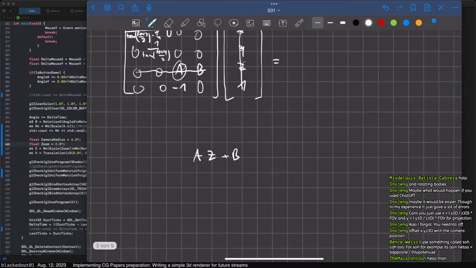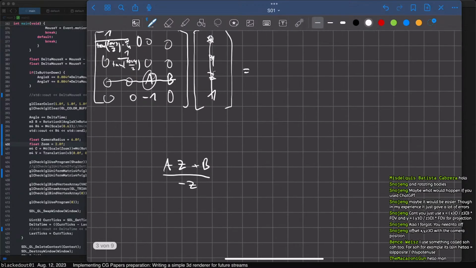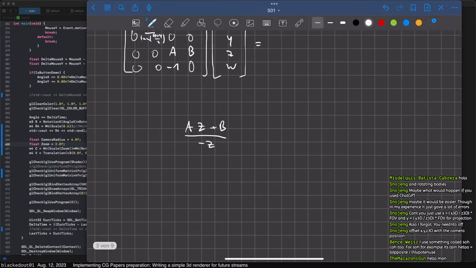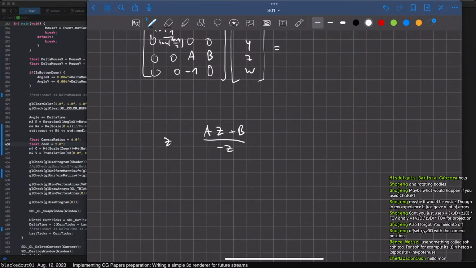And finally, in the dehomogenization step, or whatever this is called, we multiply by minus z. And this is basically what this transformation does here. Okay. X, Y, Z, W. And this is the final z coordinate of our point. Like this is z NDC.